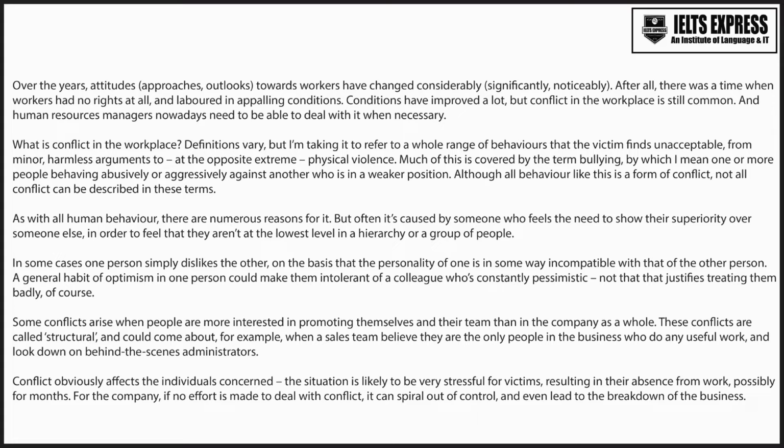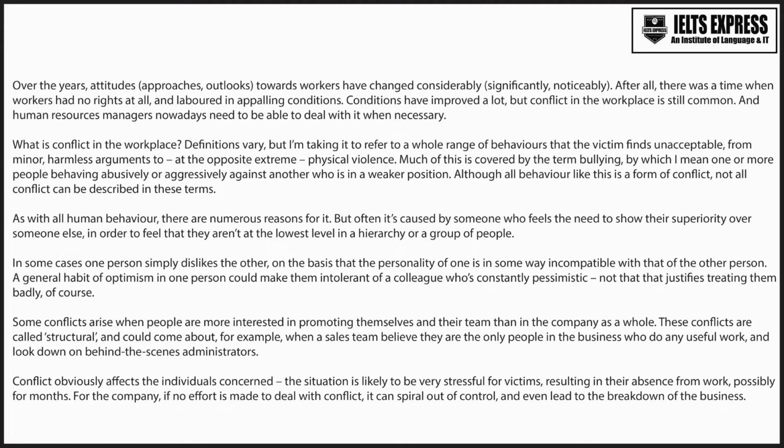Some conflicts arise when people are more interested in promoting themselves and their team than in the company as a whole. These conflicts are called structural and could come about, for example, when a sales team believe they are the only people in the business who do any useful work and look down on behind-the-scenes administrators.